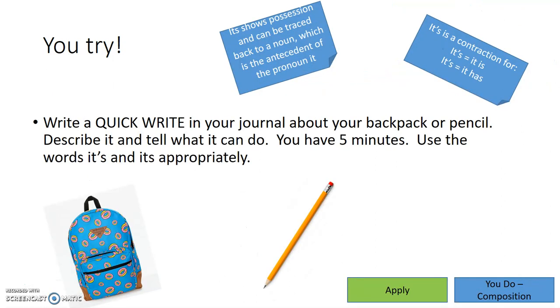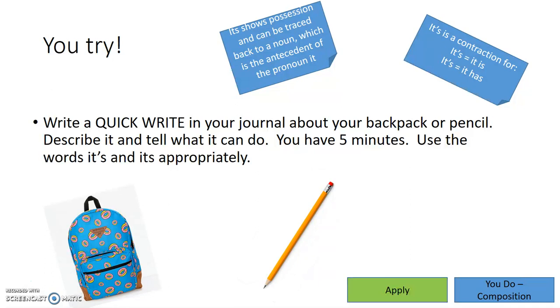All right, last independent work you have for today, working with it's and its. I want you to write a quick write in your journal about your backpack or your pencil. Everybody has a backpack or a pencil. Describe it and tell what it can do. You have 5 minutes. Use the words it's with an apostrophe and its without an apostrophe appropriately. Here's your chance to apply what you have learned in writing in your own compositions.